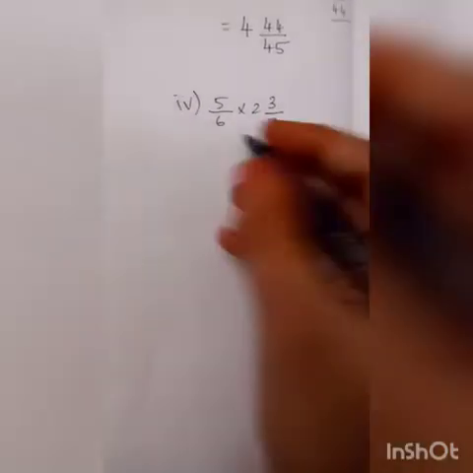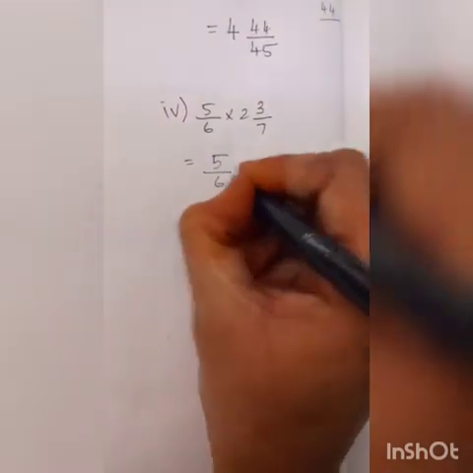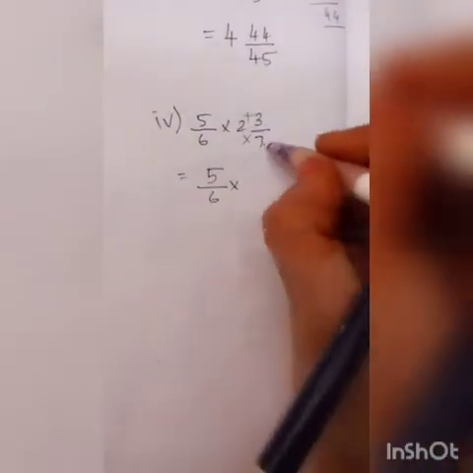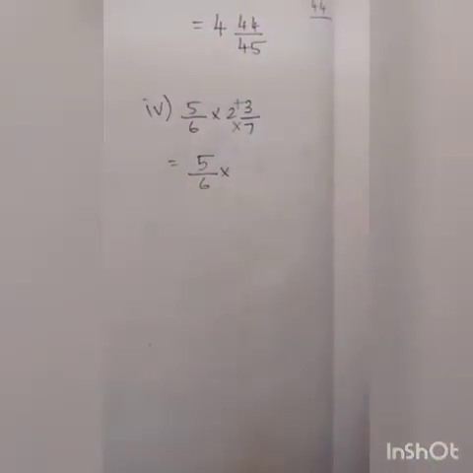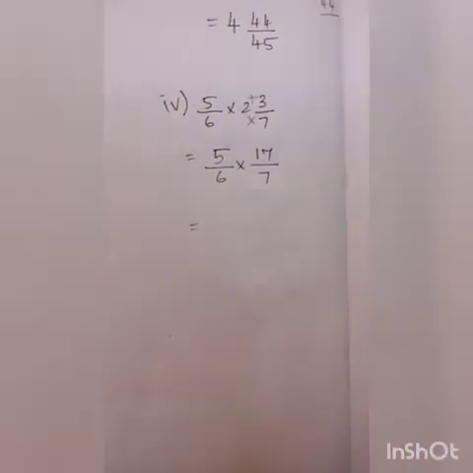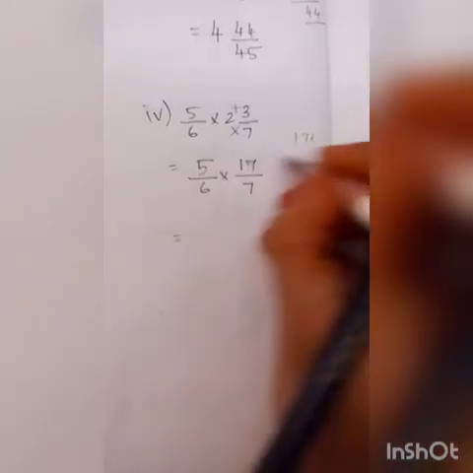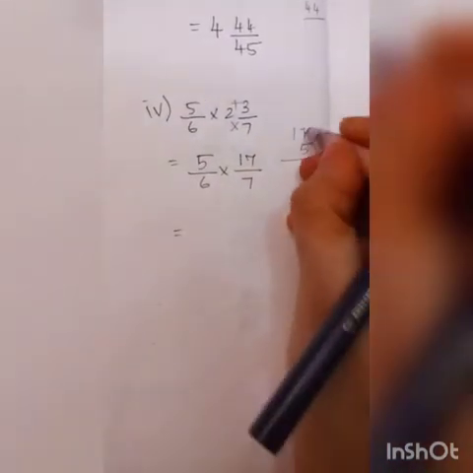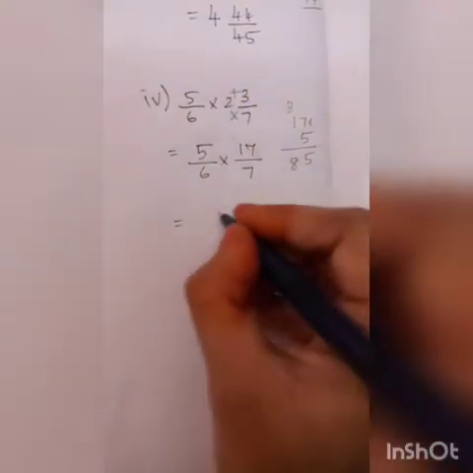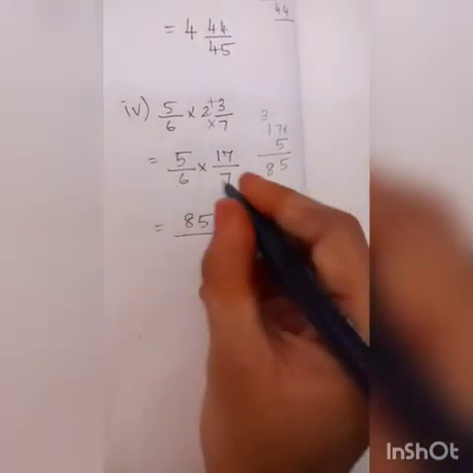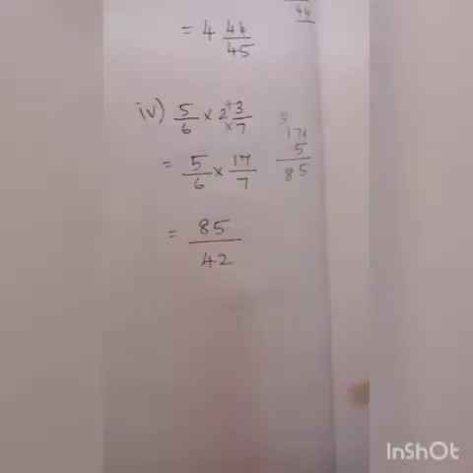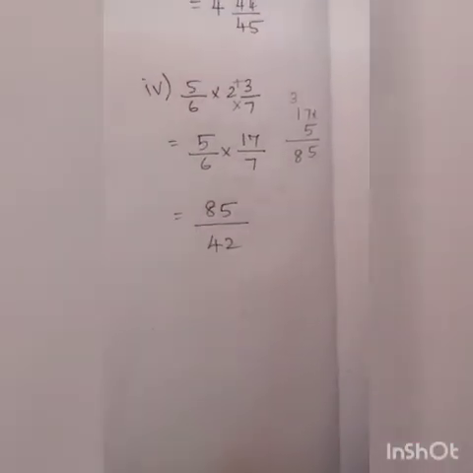Next, fourth question. 5 by 6 as such into 2 3 by 7. 7 2s are 14. 14 plus 3, 17 by 7. Okay, now 5 into 17. I am just multiplying. 7 5s are 35. 8. So 17 into 5 is 85 by 6 7s are, what is 6 7s? 42. Okay. Now shall we cancel these two?